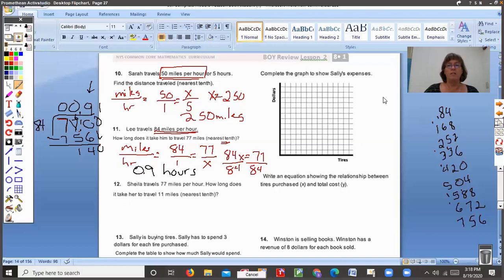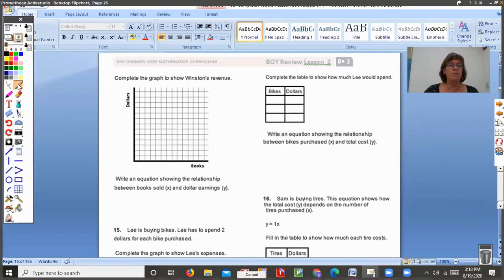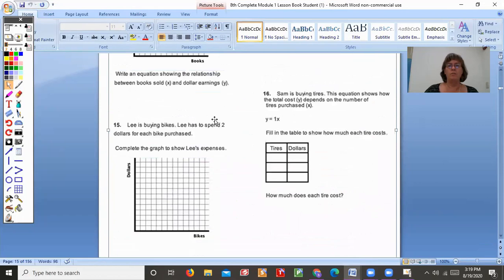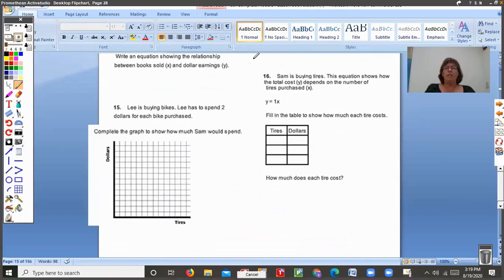All right, let's take a look at some of these other ones here. Some right here we actually have to fill in the chart. Make sure you remember what to fill in for the chart. And we'll go back here, and we'll do number 16 right here, because it has all those same elements. And this one says Sam is buying tires. The equation shows how the total cost Y depends on the number of tires purchased, X.